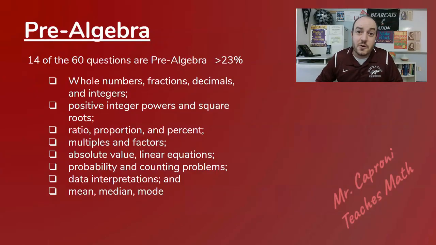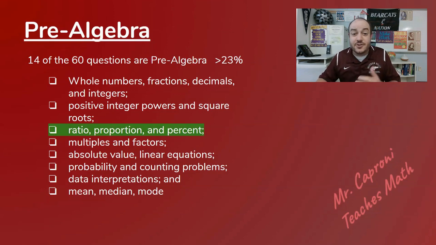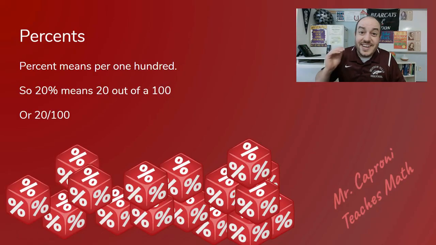This is still going to fall in the pre-algebra section of the Math ACT. And in particular, we're looking at the ratio, proportions, and percent section of that. Remember, this is the largest section of the Math ACT, coming in at 23%, which is about 14 of the 60 total questions. So to start us off, what even is a percent?